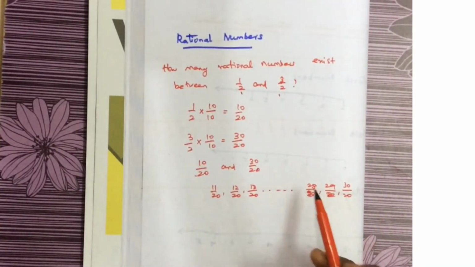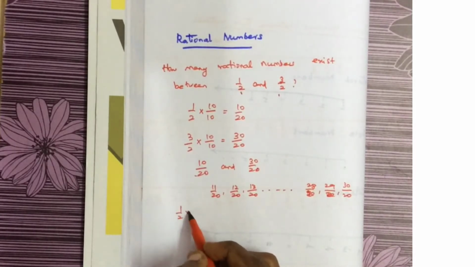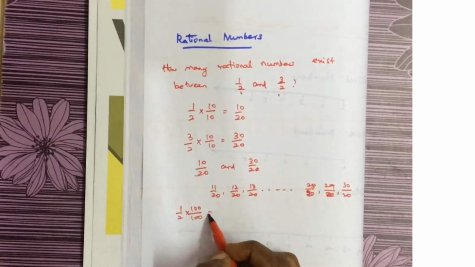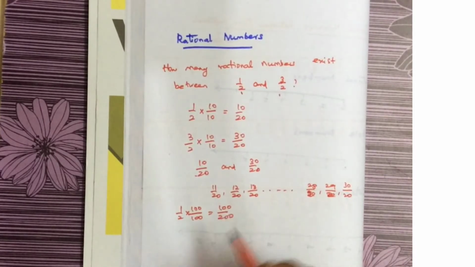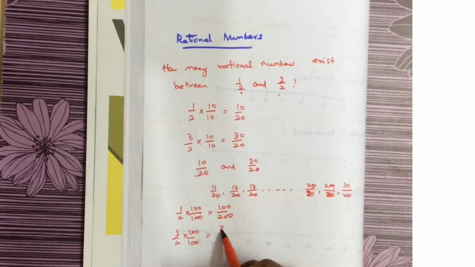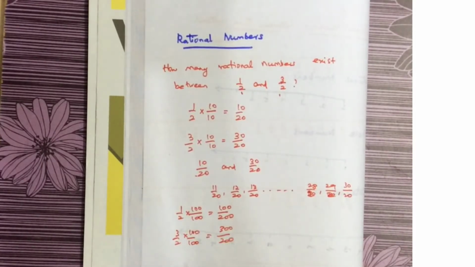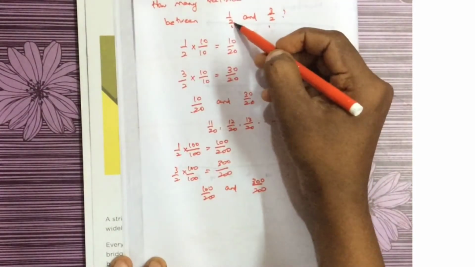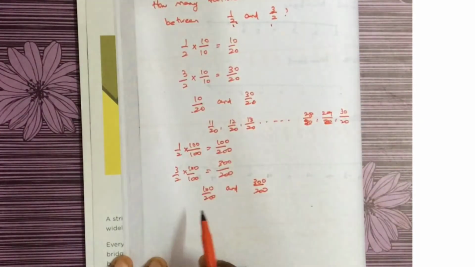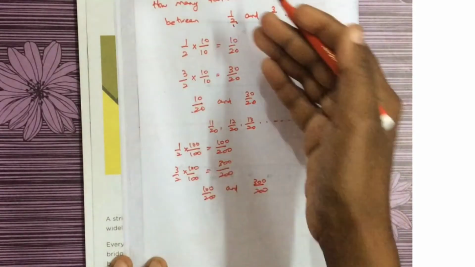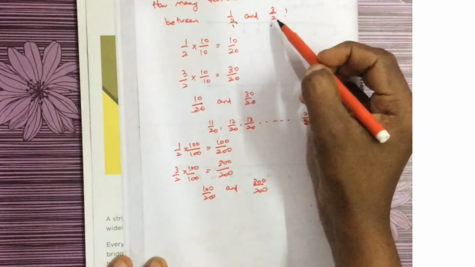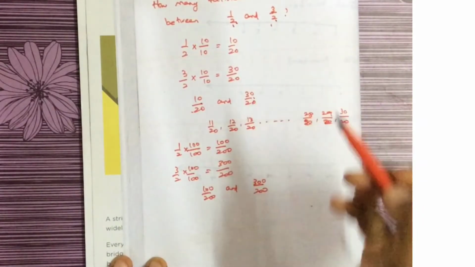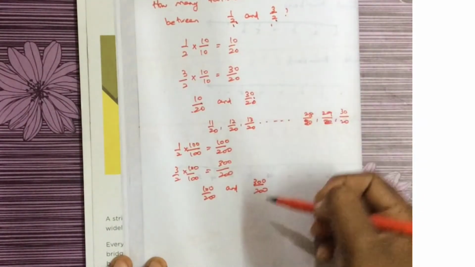So if I multiply 1 by 2 by 100, it will be 100 by 200. Okay, 3 by 2 by 100, it is 300 by 200. Now in this case we have 100 by 200 and 300 by 200. So this 1 by 2, this 10 by 20 and this 100 by 200 all are same. If you simplify, everything will go to 1 by 2. This 3 by 2, this 30 by 20 and 300 by 200 all are same. If you simplify, it goes to 3 by 2.